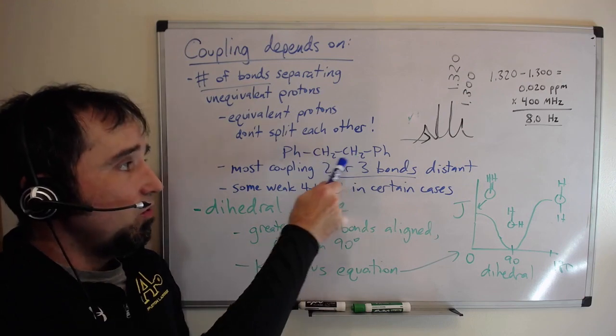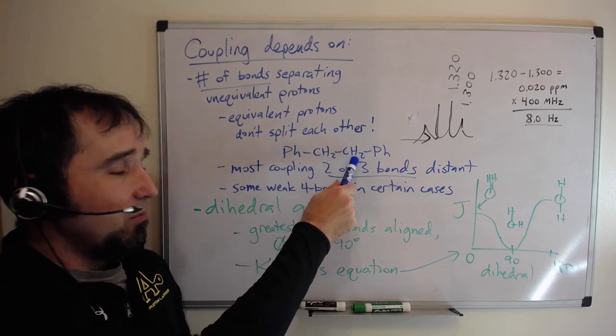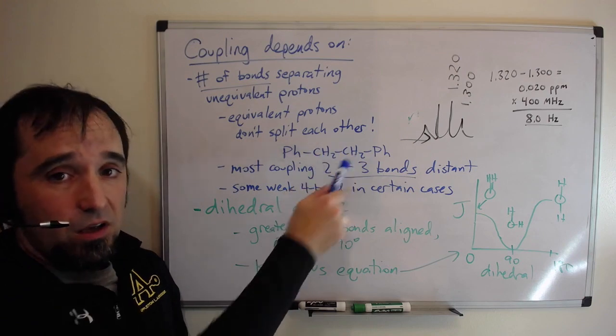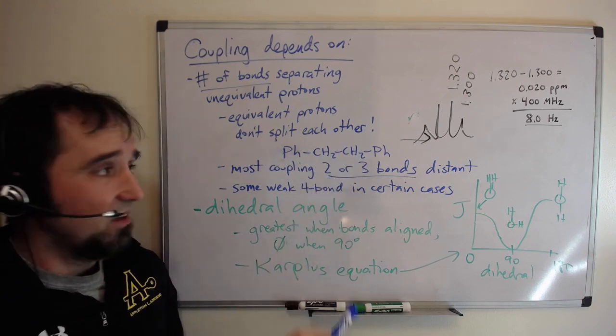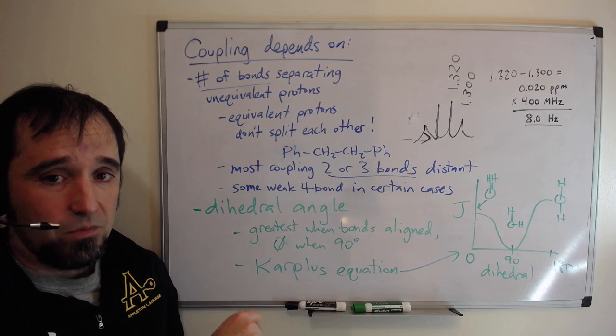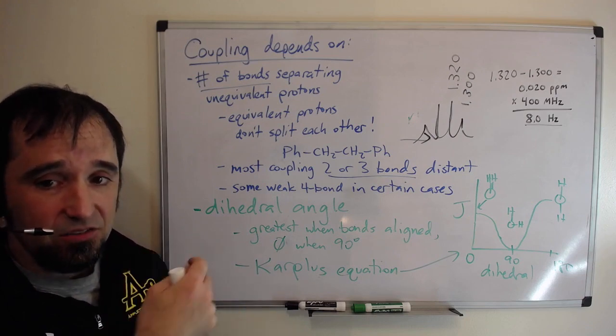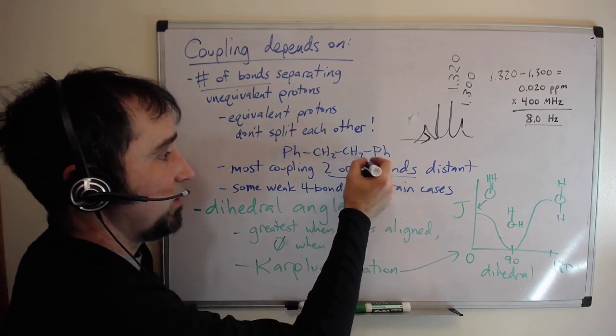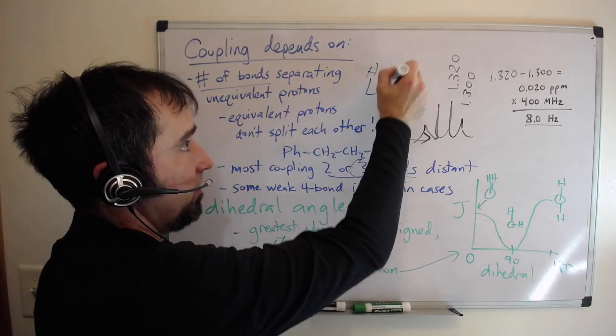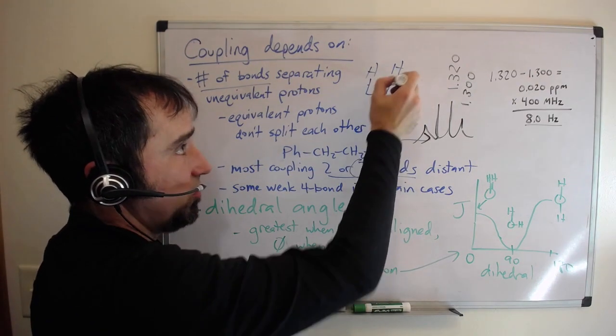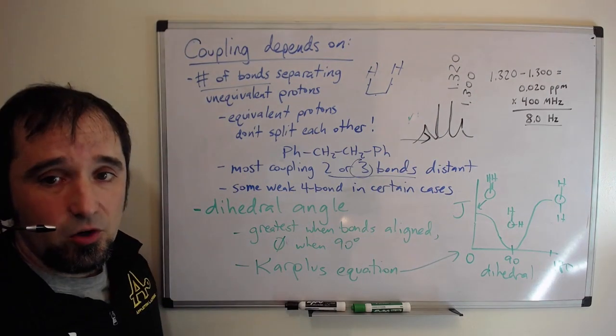So these two, we wouldn't say, oh, this one's got two neighbors. No, because they're the same, they would not be coupling each other because there's a line of symmetry down the middle. Most coupling is through 2 or 3 bonds. Most of it's actually 3 bonds, right? We drew this before: 1, 2, 3 bonds separating those protons.